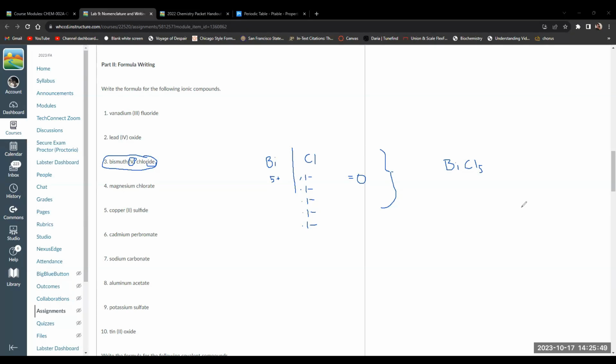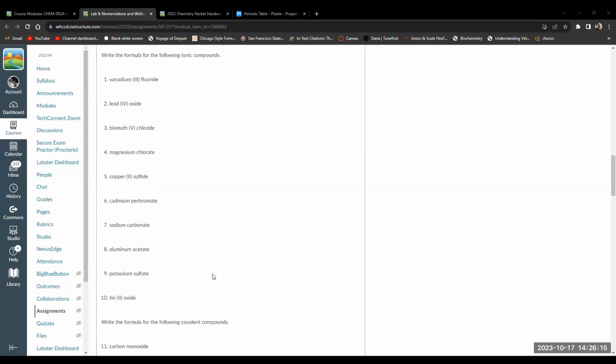Let's do one that involves a polyatomic. All right, I'm gonna erase this. Let's do number 9, potassium sulfate.